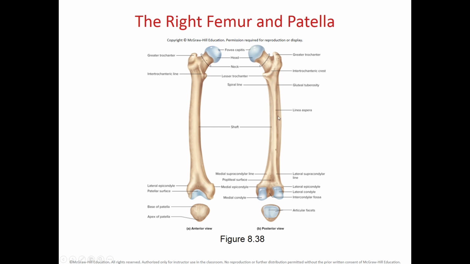Then you have the spiral line and the linea aspera. All of these are markings that allow you to insert several muscles. This linea aspera continues with the lateral and medial supracondylar lines. Here you have the popliteal surface of the femur. Then you have the lateral condyle and the medial condyle with a fossa in between that is called the intercondylar fossa. Then you have the lateral epicondyle and the medial epicondyle. And this is the posterior view of the patella with the articular facets.